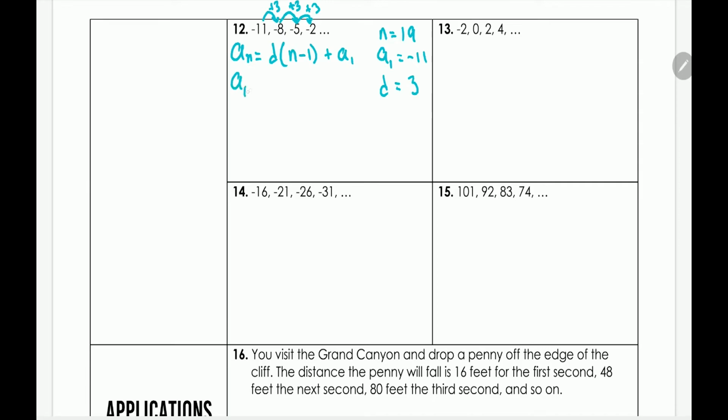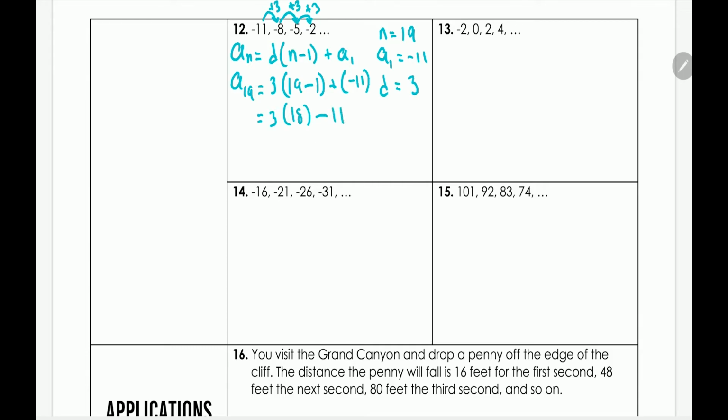We're going to plug everything in now. So we have a sub 19 is equal to d multiplied by n minus 1, so n was 19. Sorry, this d needs to be changed to a 3. Forgot to do that. So 19 minus 1 plus the first term, and the first term was negative 11. And now we solve this, so whatever's in the parentheses first. So we have 3 multiplied by 18. And if you add a negative, it's the same thing as subtracting, so we have minus 11.